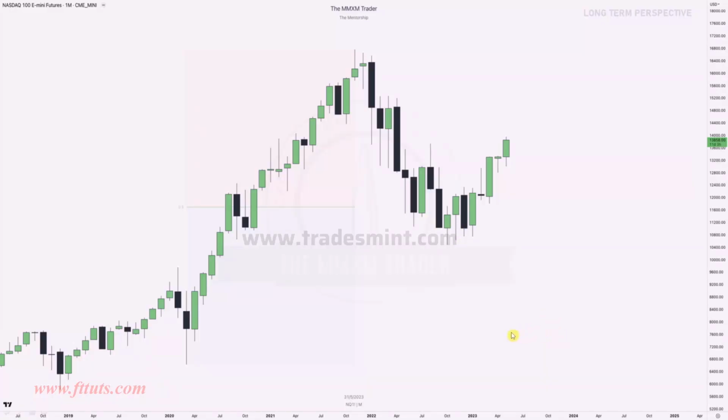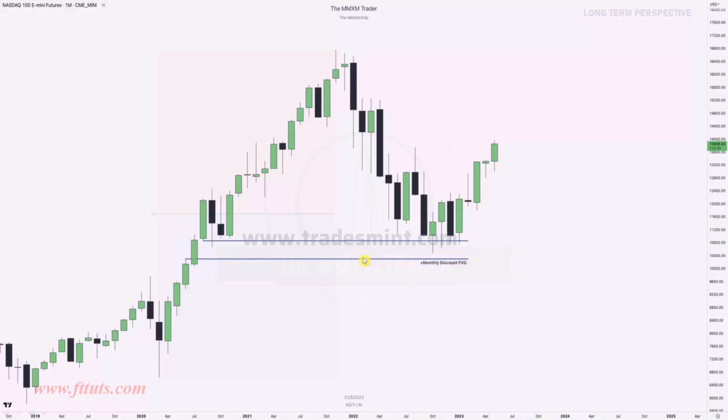So what do we see over here? We've got a monthly fair value gap, internal range liquidity. So where do we want to go next? What do we do after we take internal range? We go to external range, right?